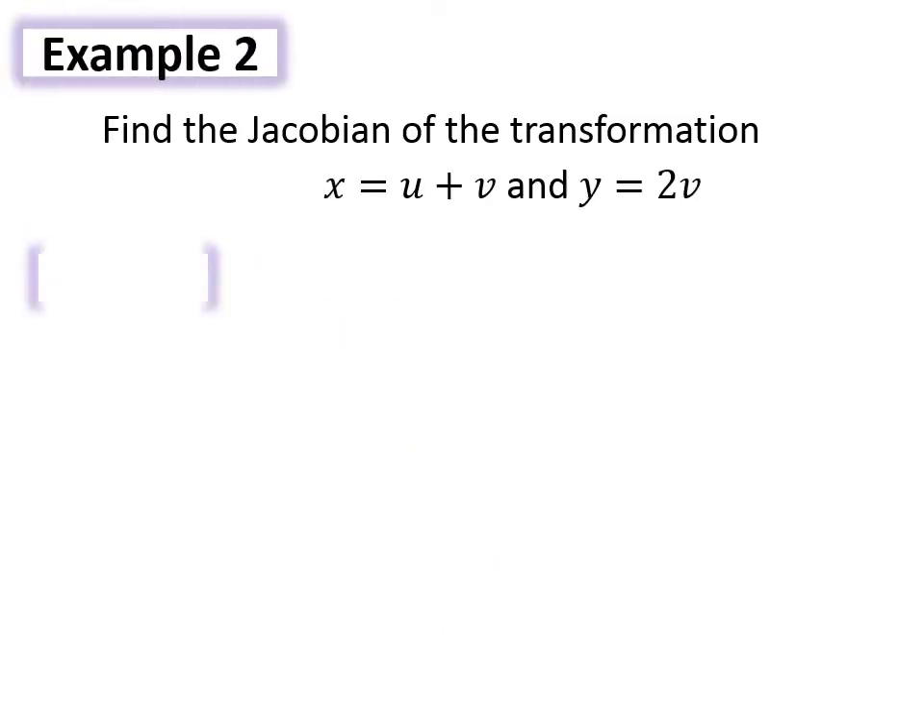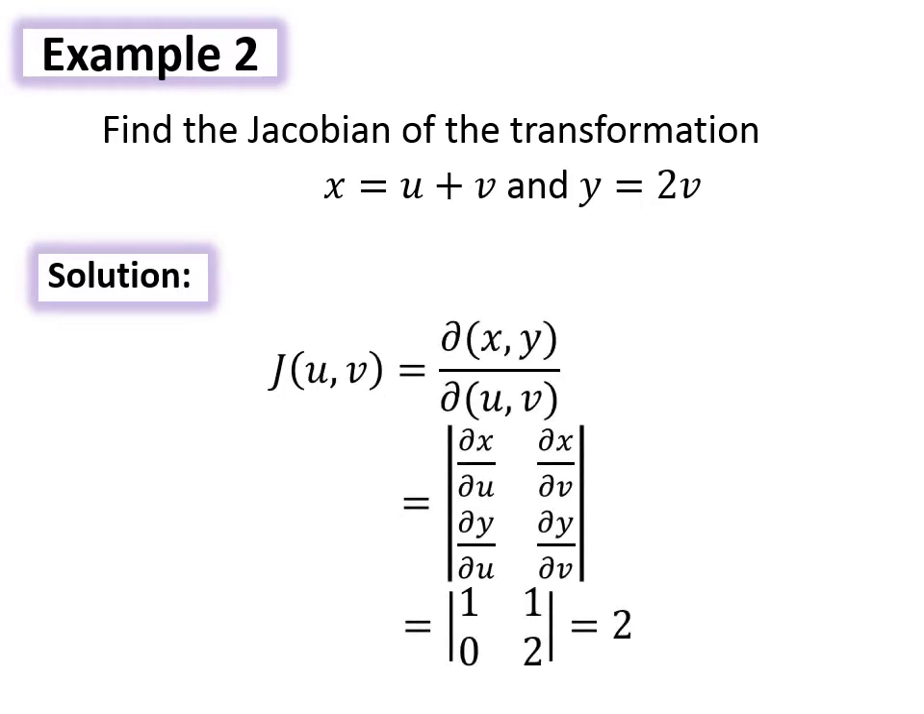Take another example. Here the general coordinate transformation is x equal to u plus v and y equal to 2v. Take the definition of the Jacobian. Change in x because of u and v is 1 and 1. Change in y because of u is 0 and with respect to v is 2. If we expand the determinant, the Jacobian is 2.